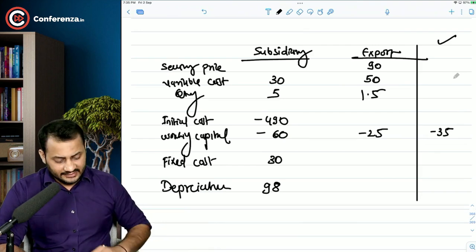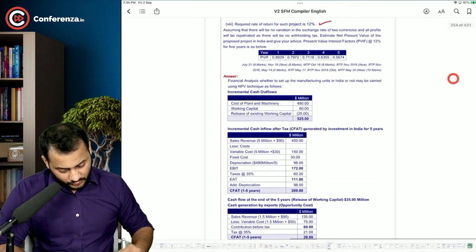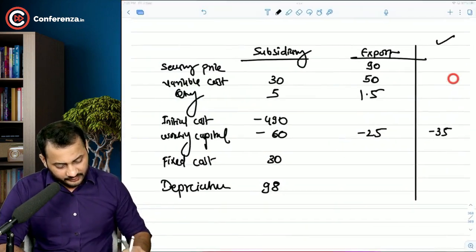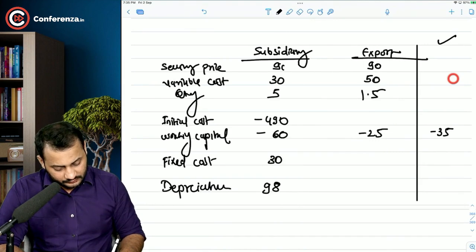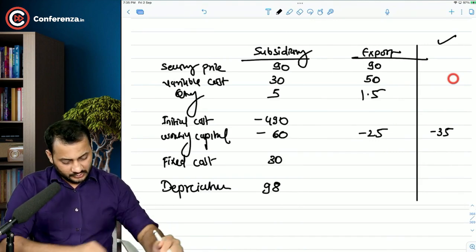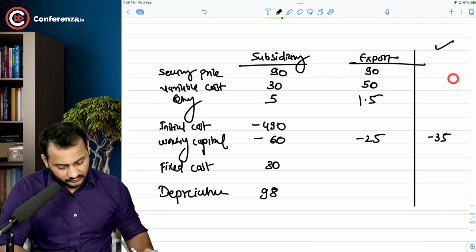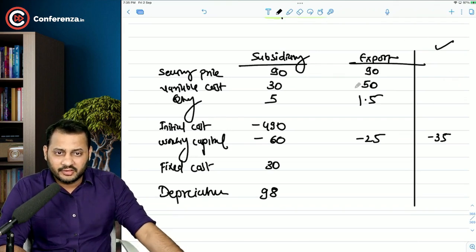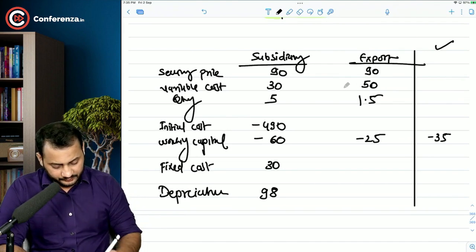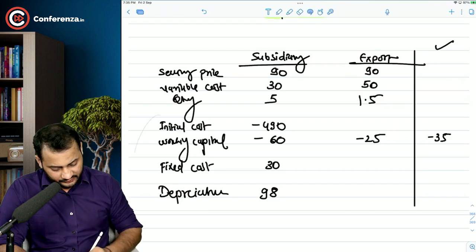Okay, sir. I think the selling price is the same for both. Selling price is the same for both. So can I say the variable cost is different now? Okay. So can we conclude that the contribution is different at least?